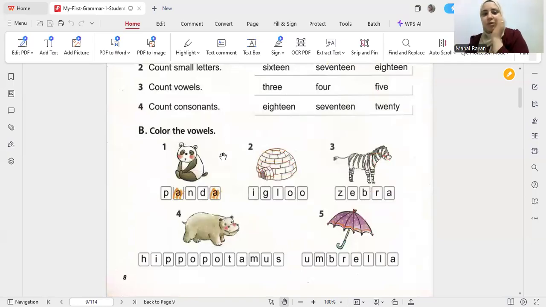Okay, color the vowels. We're gonna color the vowel letters. Vowel letters only, okay? I, this is a vowel. O is a vowel. O also is a vowel. Color only the vowel letters. E and A. What else? I, O, O, A, U, U, E, A. Okay, we're gonna color only the vowel letters.